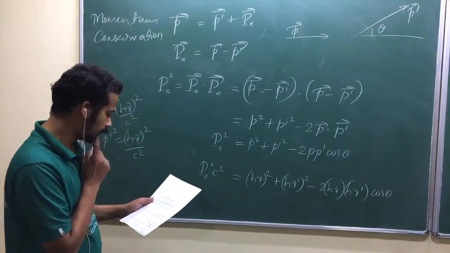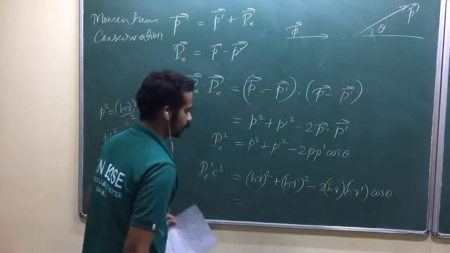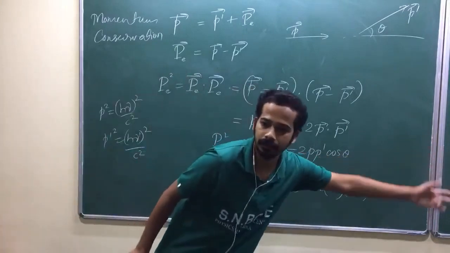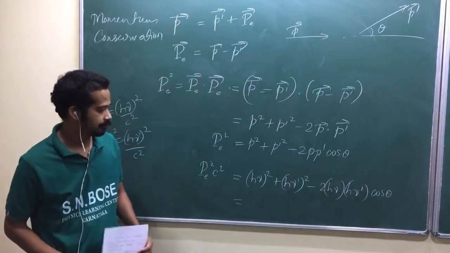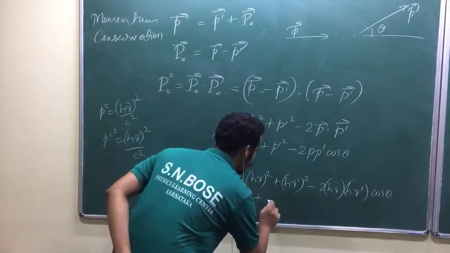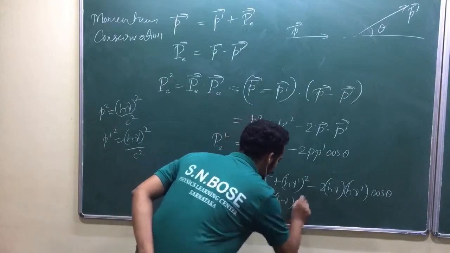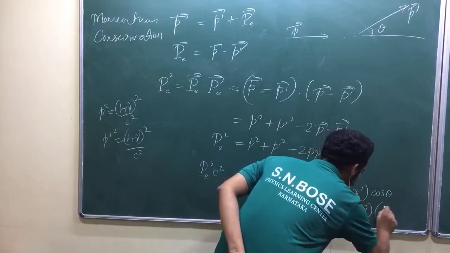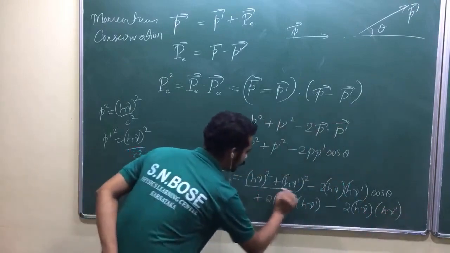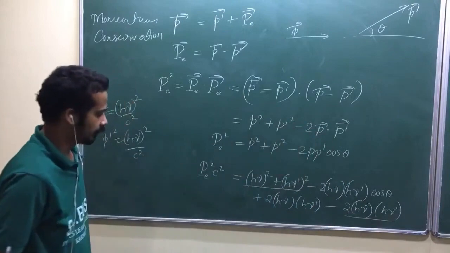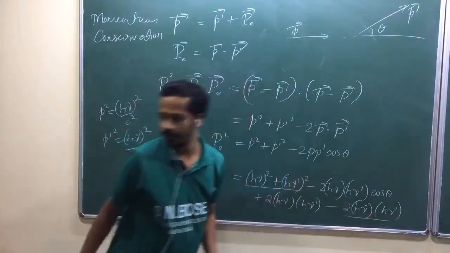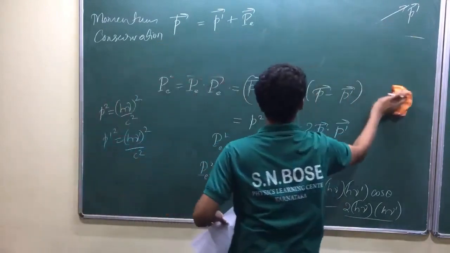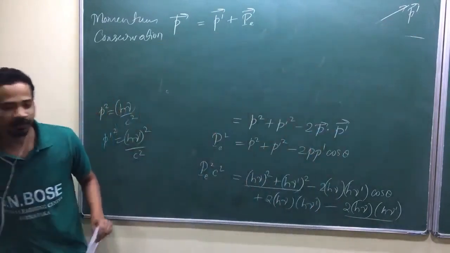Now I want to make it a perfect square somehow. So I'll add 2 h nu h nu prime and subtract 2 h nu h nu prime. I'll combine these three: a square plus b square minus 2ab gives a minus b the whole square. And I'll keep that expression. Since I have already done this, I know how to proceed with it.